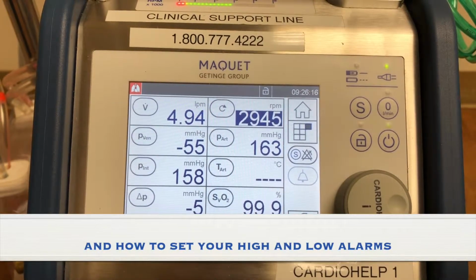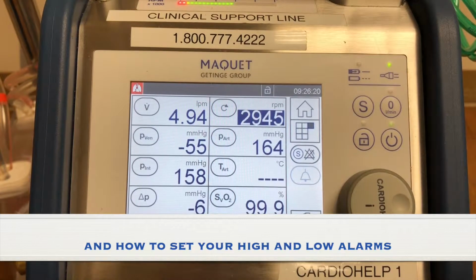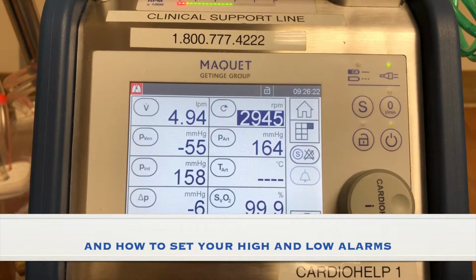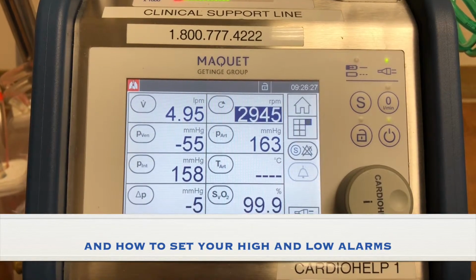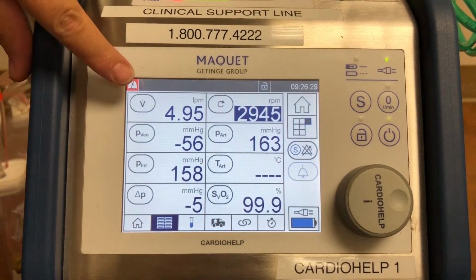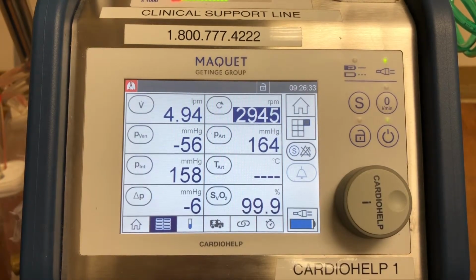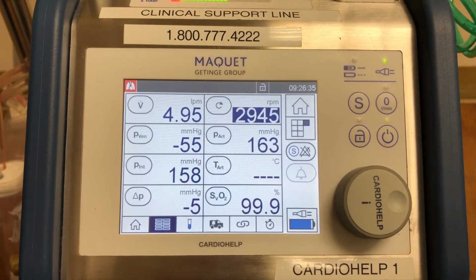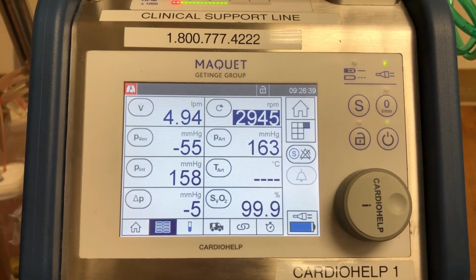So in this video, we're going to discuss all the pressures and parameters you have on the CardioHealth, and also how you would go about setting up your ranges and what they mean. Remember, on this screen, you have flow that is actually sensed through your flow probe. It's the same place where your bubble is sensed. So your flows are detected through the flow probe.